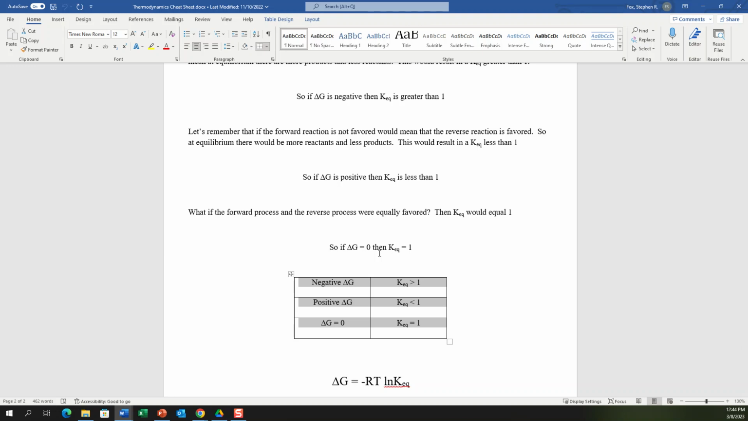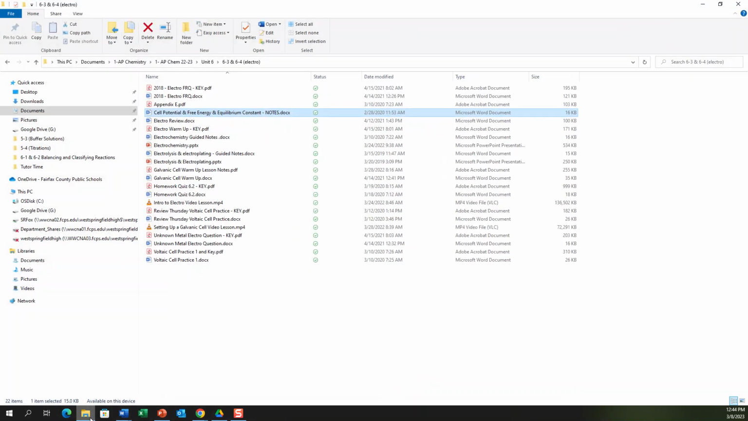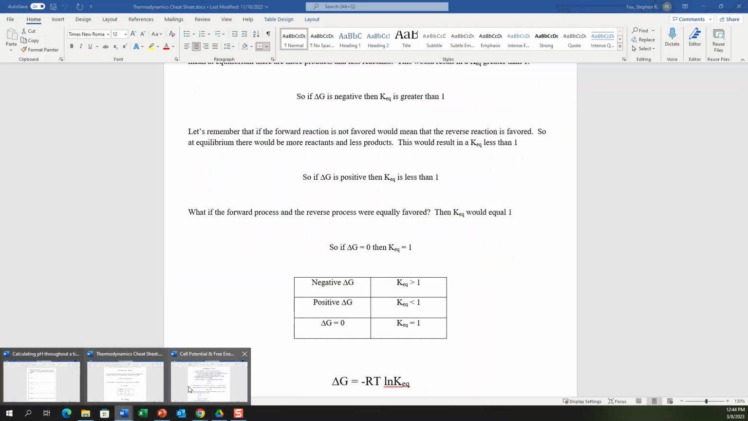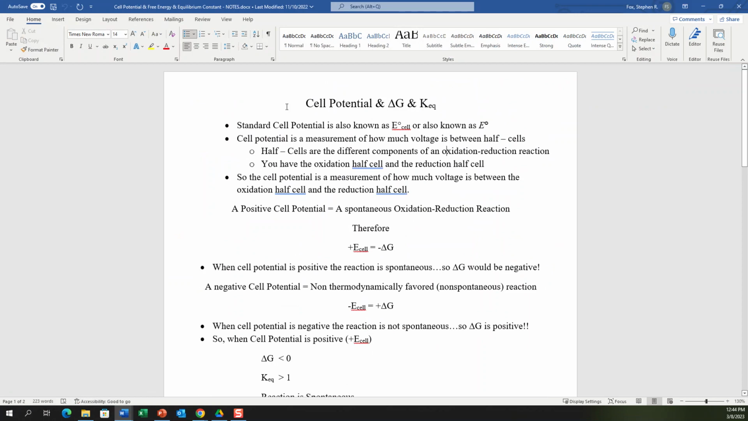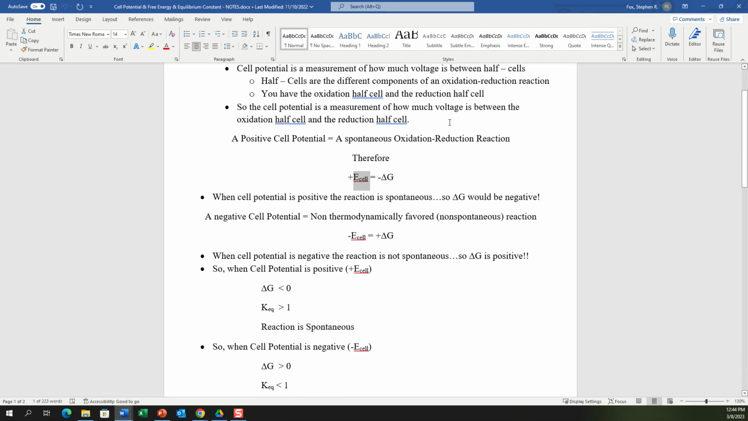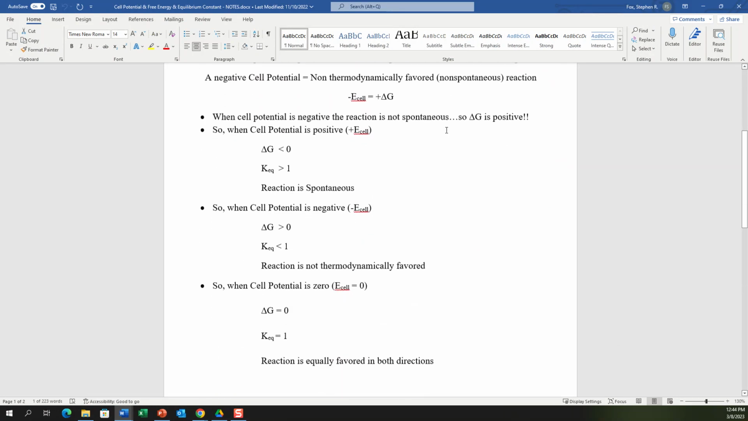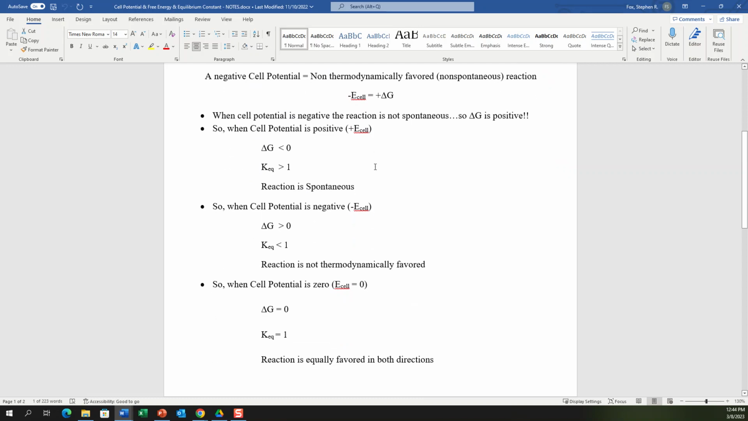But the third value is something called cell potential, and you can get this connection in these notes. Cell potential, which has this symbol E cell right here, delta G and KEQ. All right? So a negative delta G means spontaneous, but a positive cell potential means spontaneous. A positive delta G means non-spontaneous. A negative cell potential means non-spontaneous.